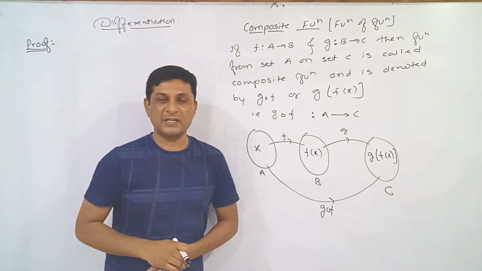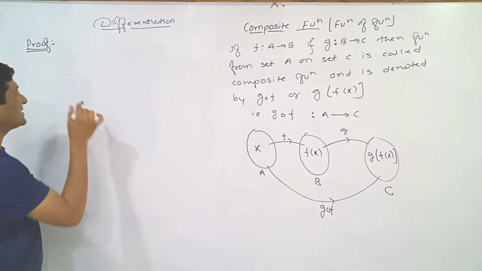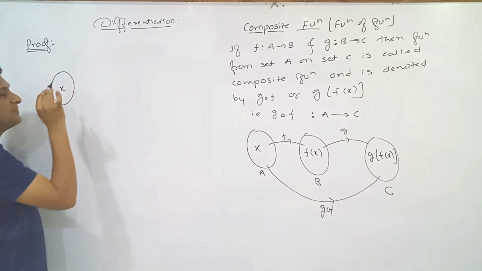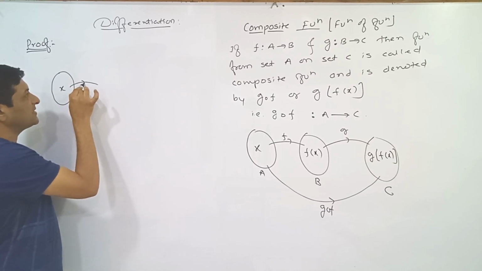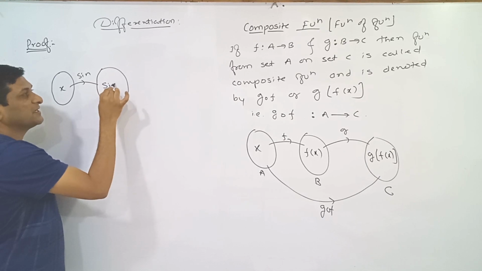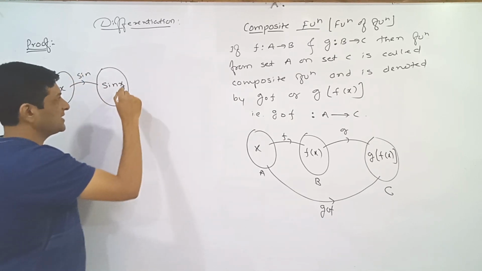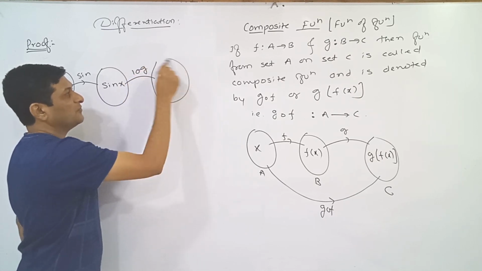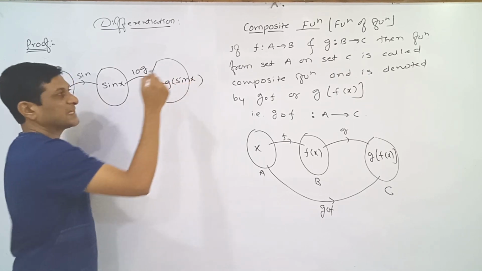Again, we will try to understand this definition by considering one example also. Let us suppose that one set is there. Let the element of this set be x. The image of this x under the function sin will be sin x. And the image of this sin x under the function log will be log of sin x.